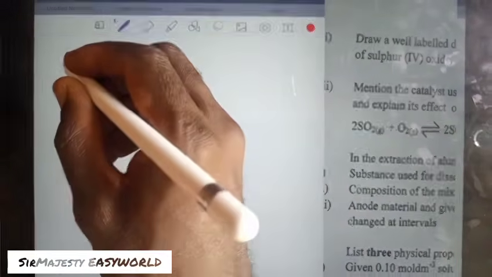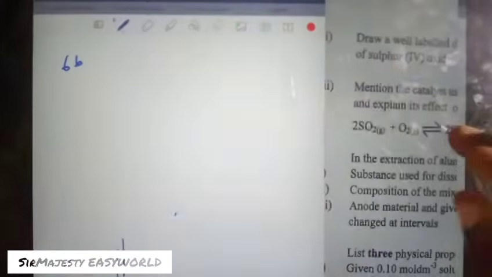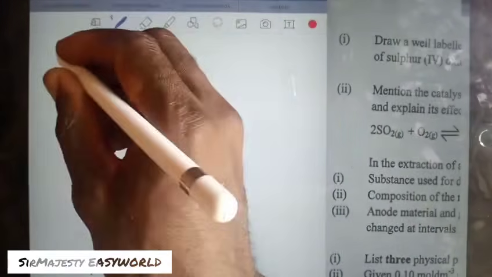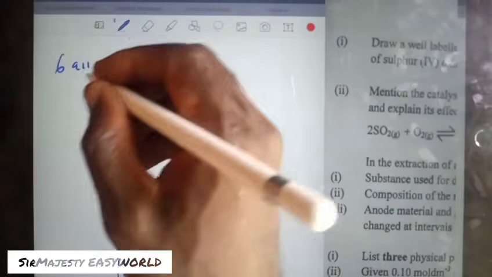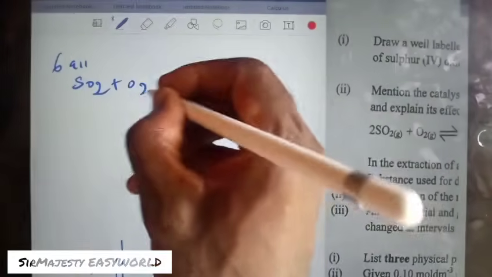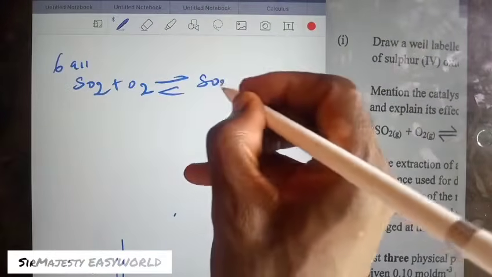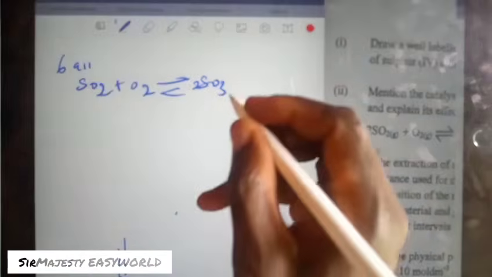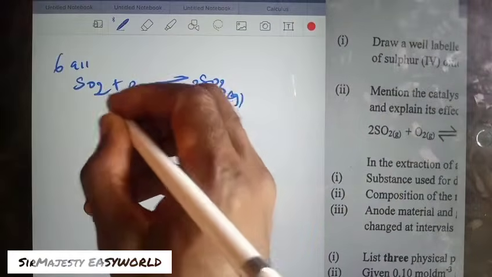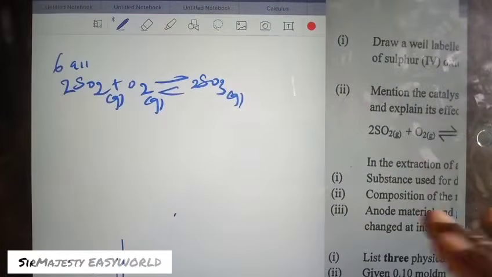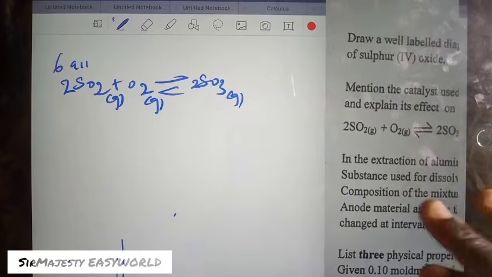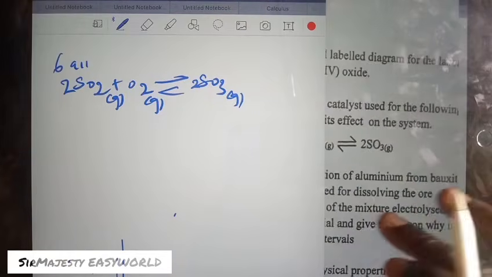Okay, the question for number 6B, if I'm right, 6AI, sorry. Yeah, 6AI. 6AI says SO2 plus O2 forward and backward to give you SO3. The 2 is here, and then they are all gases, so the 2 should be here. The question says mention the catalyst used for the following reaction.